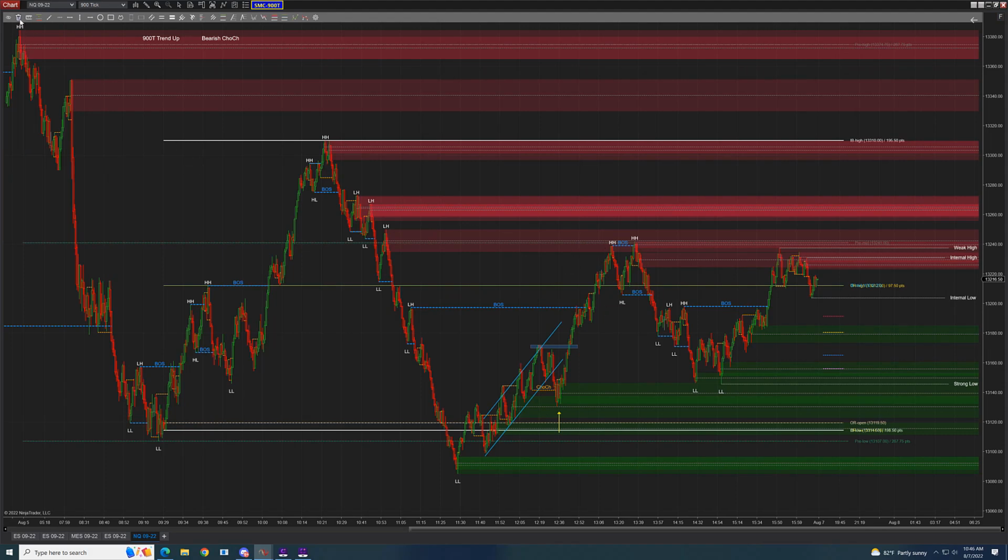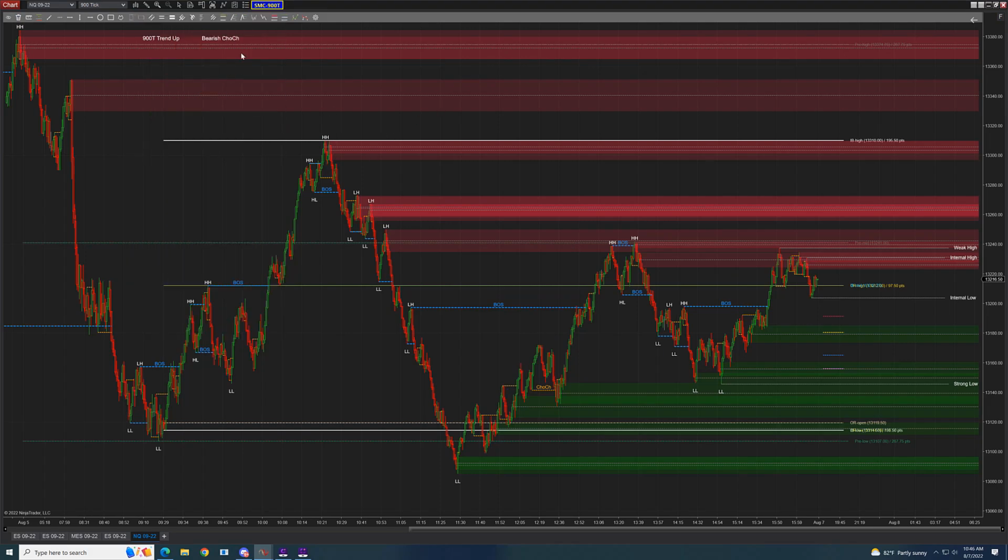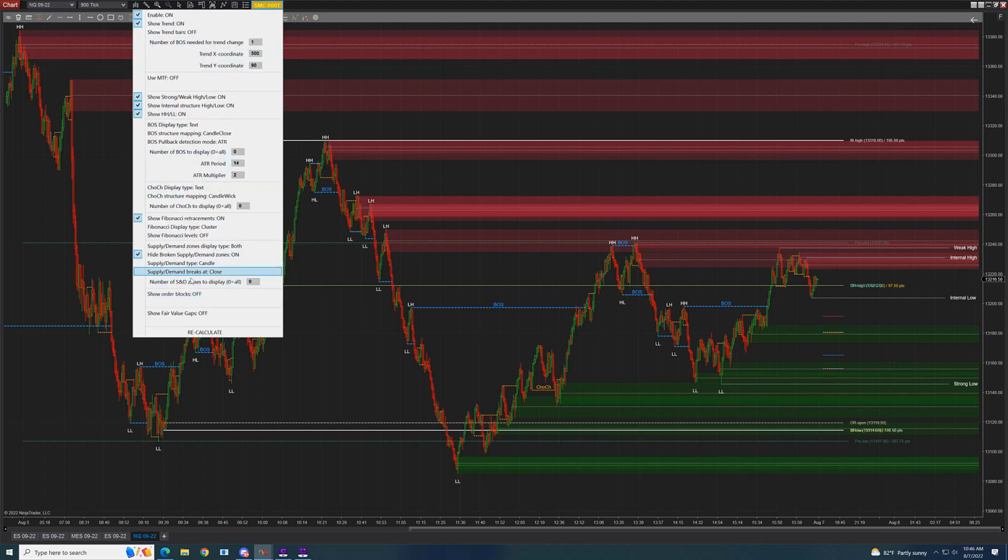Okay, so let me take those off. I'm just showing you, all of a sudden this just got a whole lot easier to work with. I was the first one to tell you it was kind of a pain in the ass, because I would change back and forth between wick and candle on the supply and demand zones. I had to load the indicators, which takes a minute, then switch it, then apply it. That was always kind of a pain. This makes it really fast and easy.